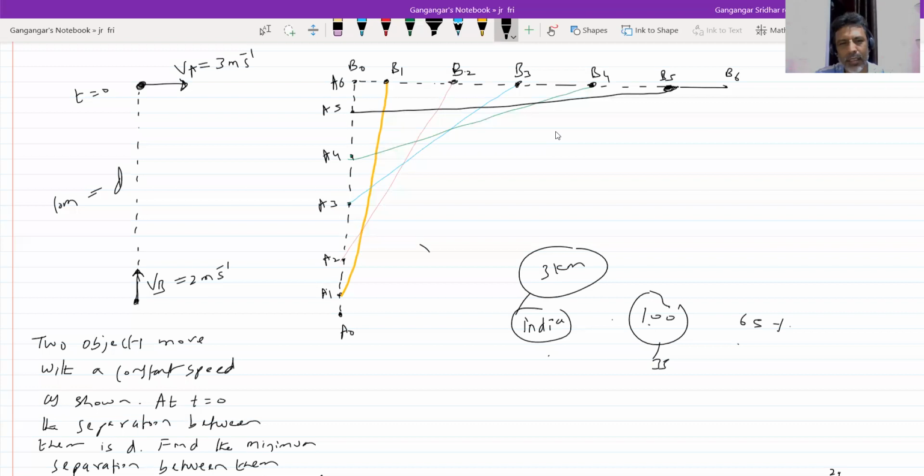What is the doubt here? The distance A1, B1, A1 will move vertically, B will move horizontally. That's all over, no? And that line joining, there, the separation between them.